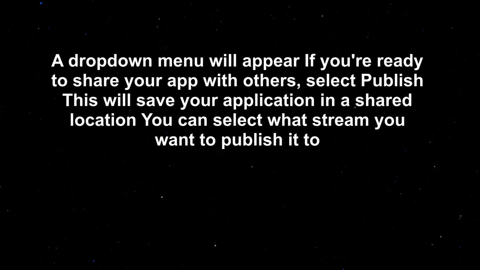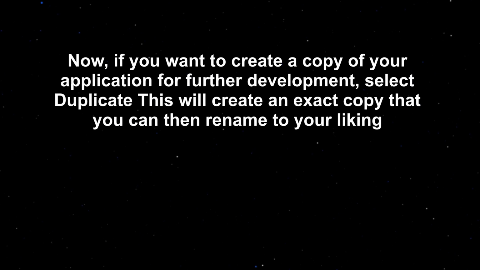Select Publish. This will save your application in a shared location. You can select what stream you want to publish it to. Now, if you want to create a copy of your application for further development, select Duplicate. This will create an exact copy that you can then rename to your liking.